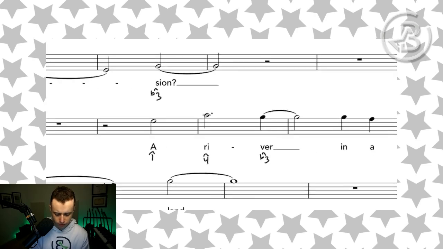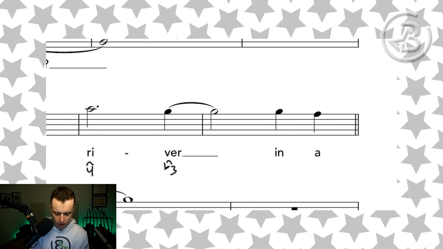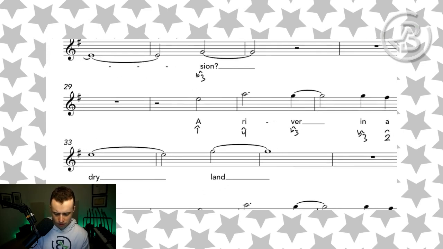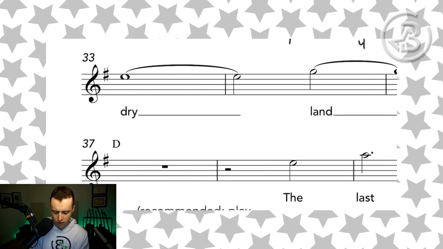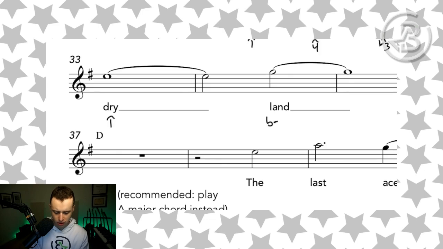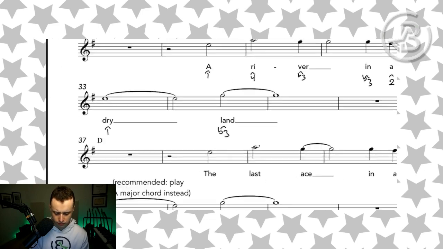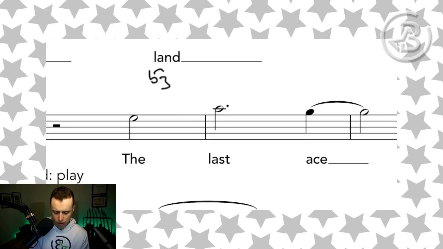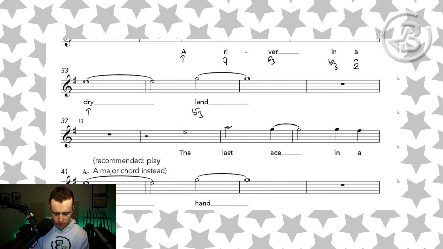A river in a, first time we've had scale degree 2 also in this song. Dry land. The last ace in a.